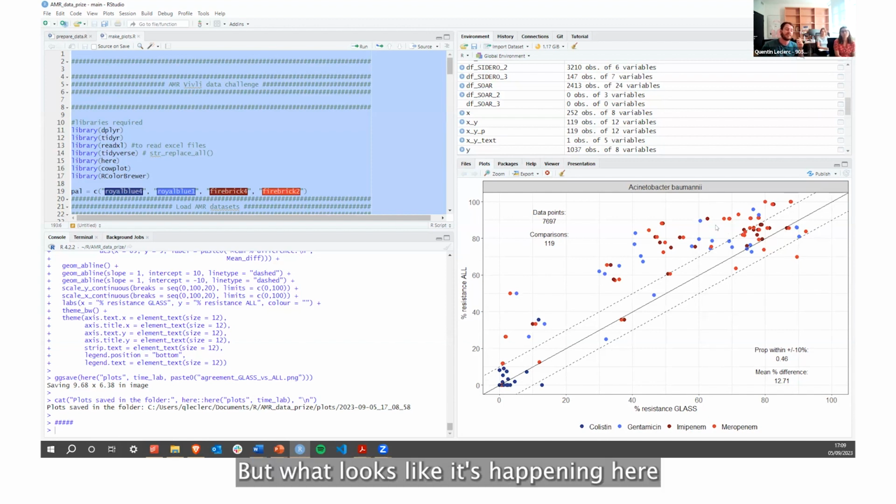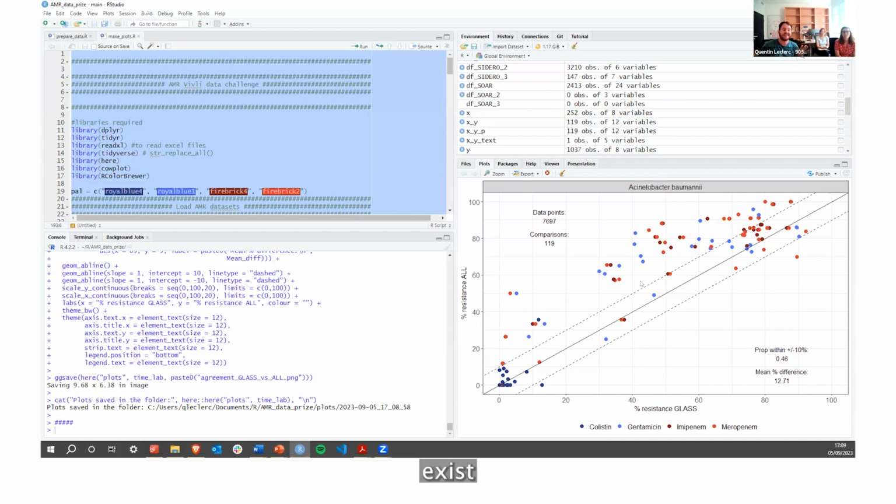rates. But what looks like it's happening here is that you've got slightly higher resistance rates in the industry datasets than GLASS. That doesn't mean that one is right and the other is wrong. This is just us highlighting that these differences exist between the datasets and must be taken into consideration by people who are interested in looking at these different datasets for any sort of work.